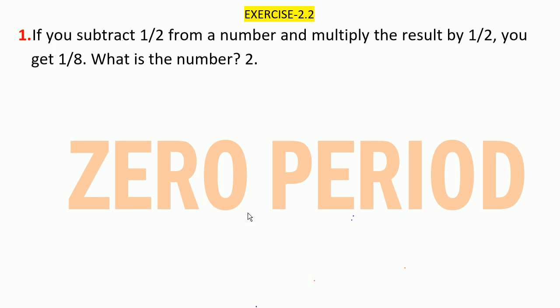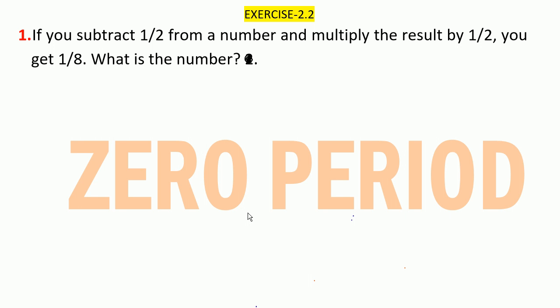So the first question of this exercise is, if you subtract 1 by 2 from a number and multiply the result by 1 by 2, you get 1 by 8. What is the number? That is the question. So let us start the question.